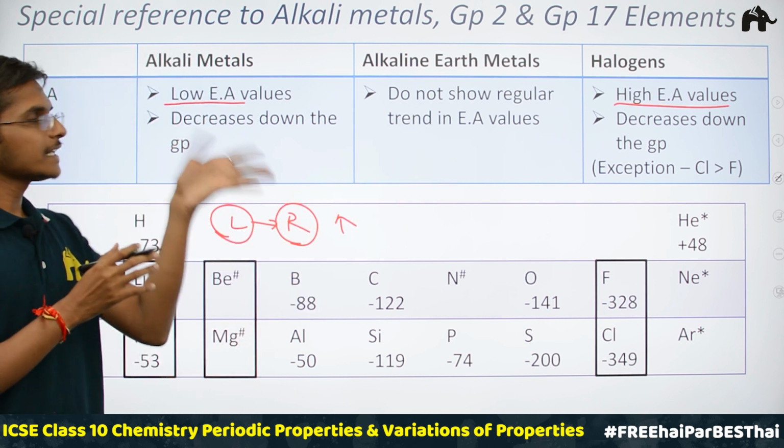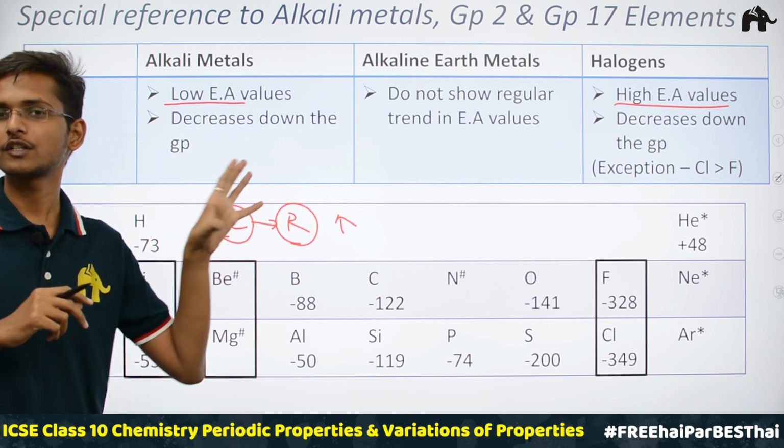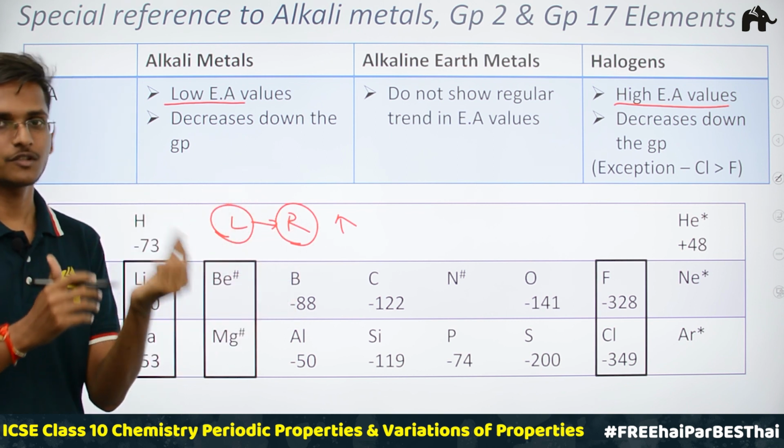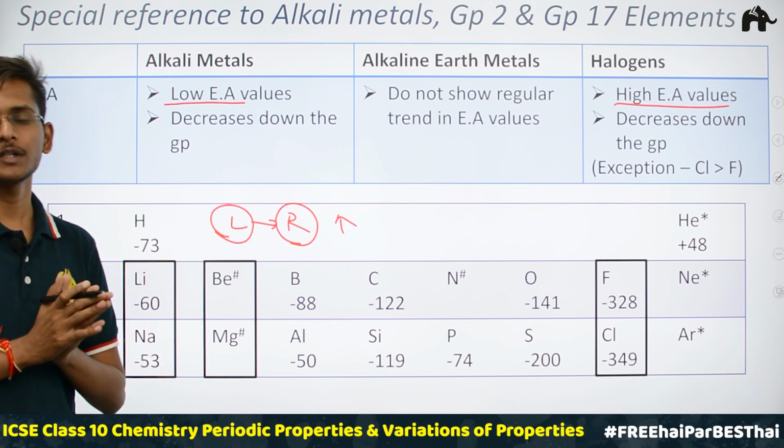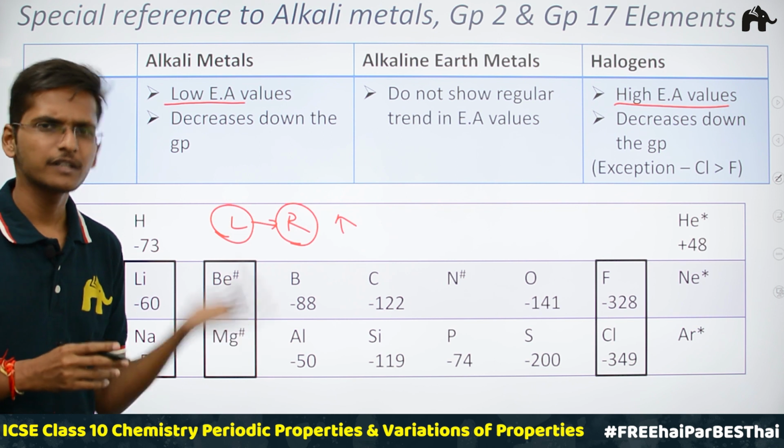Then alkaline earth metals, we have already studied this when we studied the topic of electron affinity, that alkaline earth metals, meaning group 2 elements, are exceptional, meaning they are an exception, because they show an irregular trend in the electron affinity values.